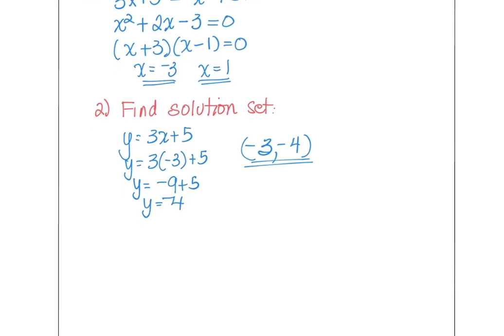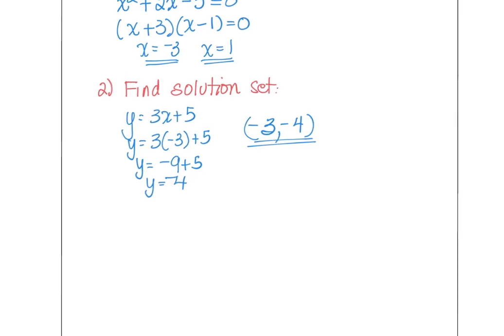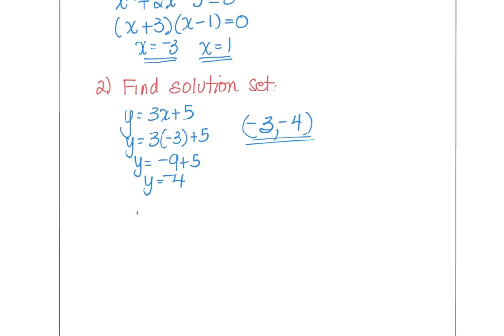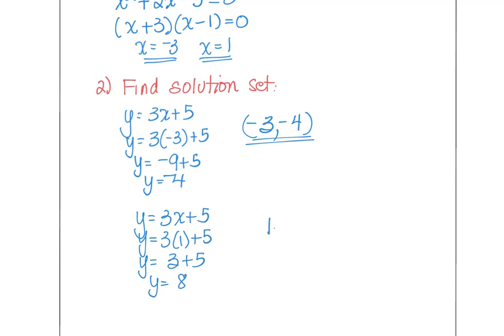And then our last solution, using the same equation again, when y is 3x plus 5 and x is 1, 3 times 1 plus 5 is 8. So y is 8. And our final solution point would be 1, 8. So the parabola and the line will intersect at those 2 points. And we are finished with chapter 4.